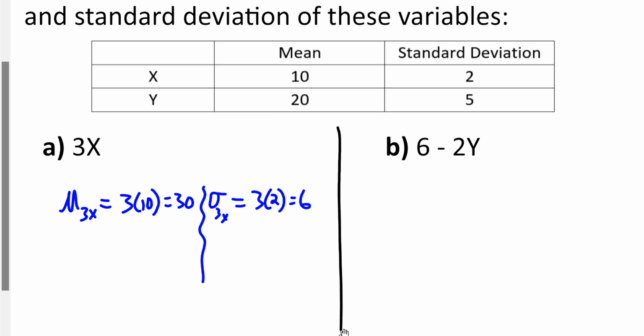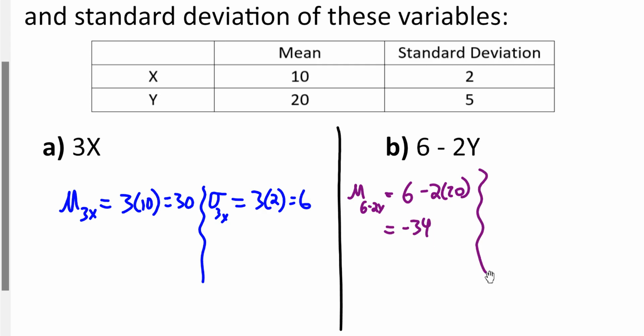In this second example, let's just say we're taking 6 minus 2Y. So the random variable Y has a mean of 20 and a standard deviation of 5. So for that one, we have to look. There is multiplication and there is addition or subtraction. We've got both things here. And if there's both things, we are only going to look at it depending on which thing we're looking at. So the mean of 6 minus 2Y does get impacted by both. So I would say 6 minus 2 times 20, and I get a mean of negative 34.